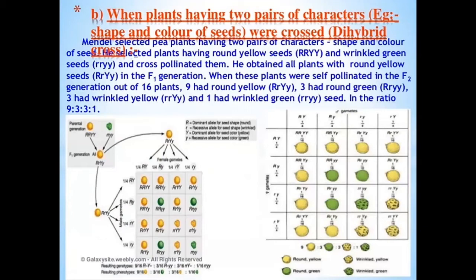Selected the plant having round yellow seeds. Now, dikha, select kiya jo yellow seeds thi, RR YY. Crossed with wrinkled green seeds, rr yy. And cross kara diya. So, he obtained all plants with round yellow seeds.